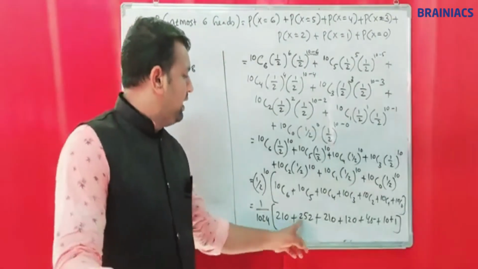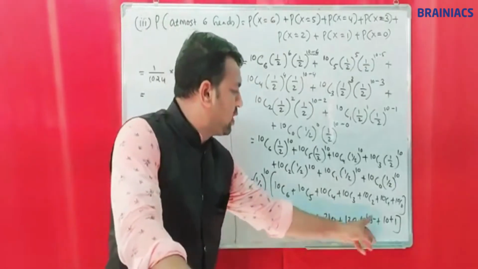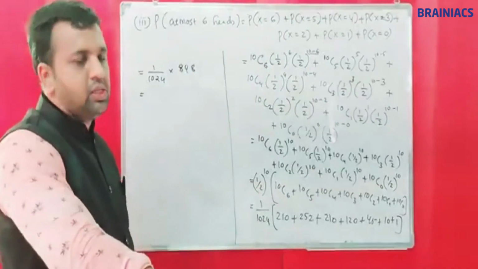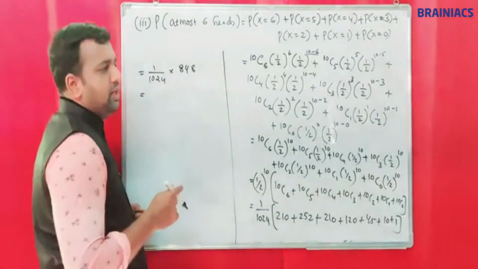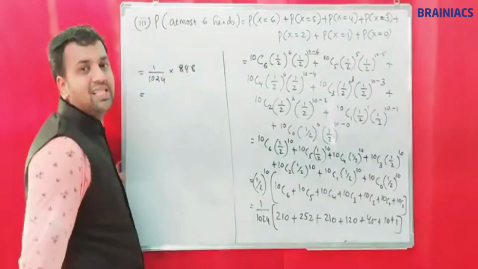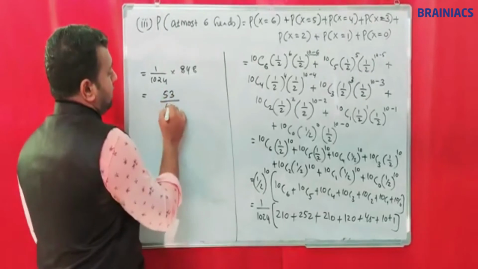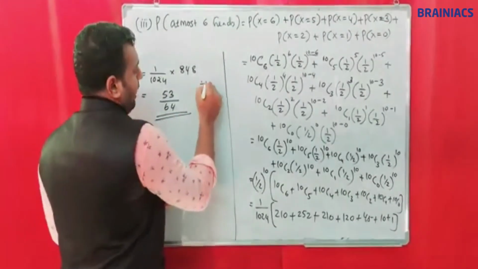So we have to add these values. We get 210 plus 252 plus 210 plus 120 plus 45 plus 10 plus 1 becomes 848. So the answer is 1 by 1024 into 848. These two values will divide by 16. We get 53 by 64 as the final answer. Divide by 16.